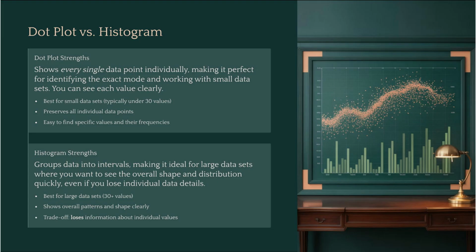The histogram is better for large datasets, where seeing the overall shape and the frequency of a range of scores is more important than seeing every single point. Remember, histograms lose the detail of individual values.